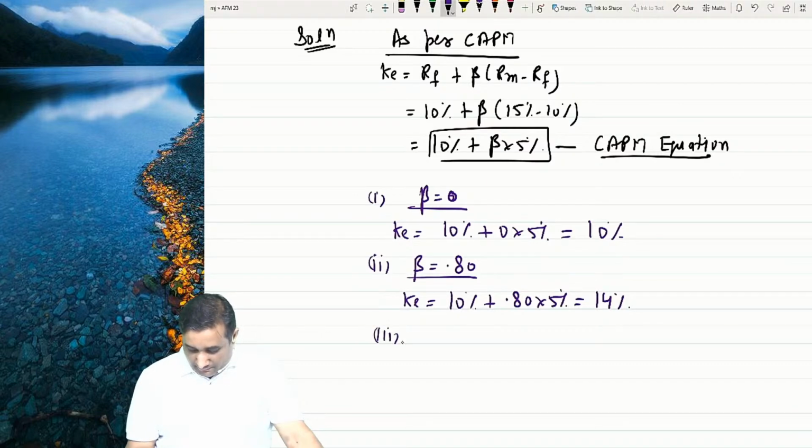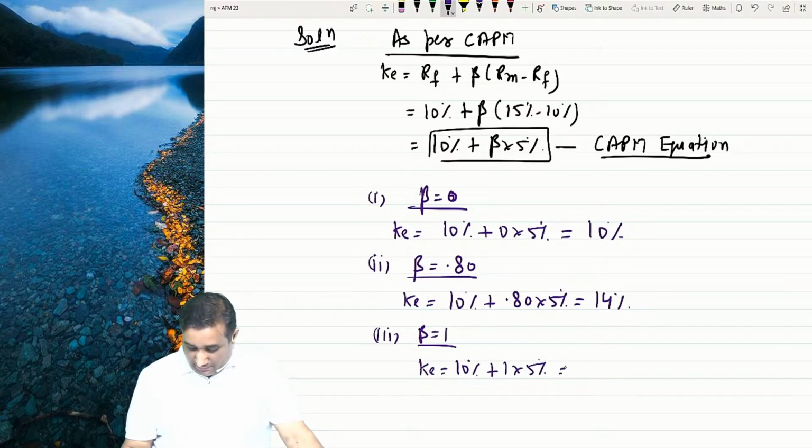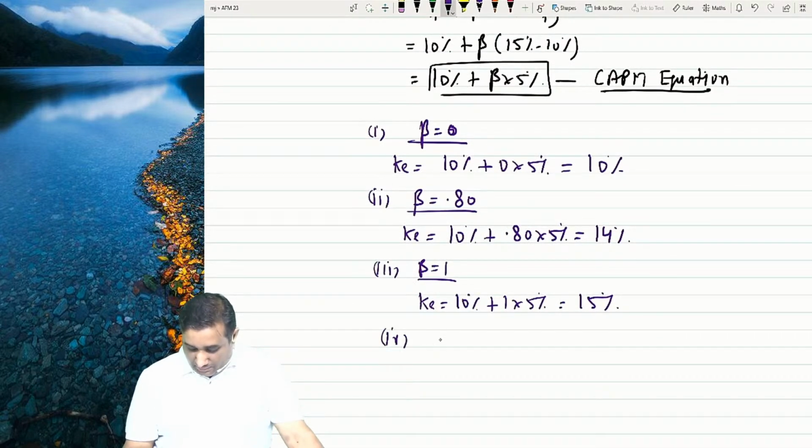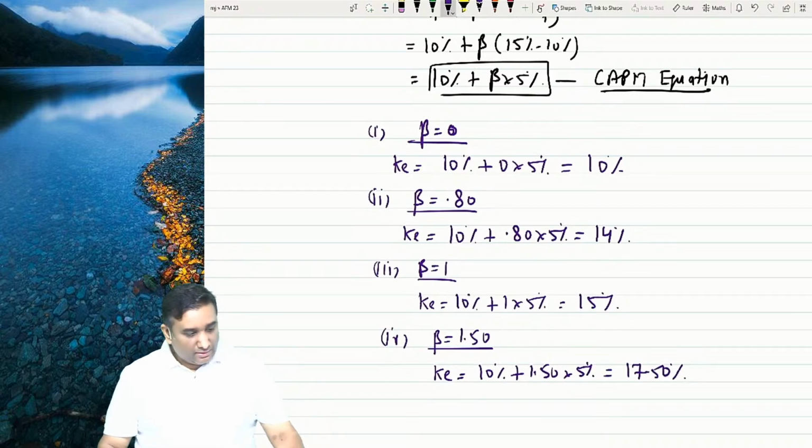Third part, beta is equal to 1. My cost of equity is equal to 10 plus 1 into 5%. How much do we get? 15. And my fourth part, beta is equal to 1.5. KE would be equal to 10 plus 1.5 into 5 percentage, 17.5. Now one thing is for sure, higher the beta, higher would be the return.